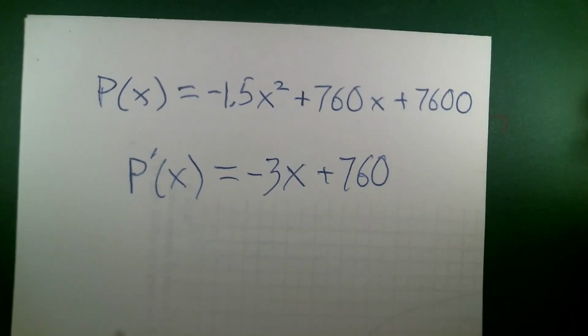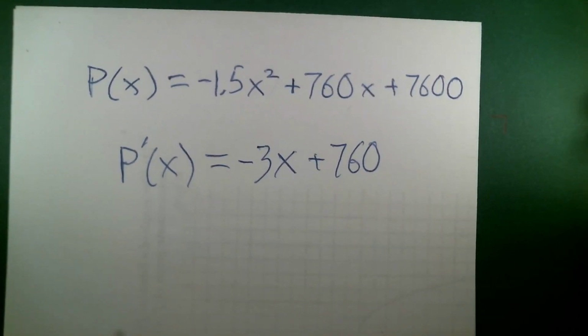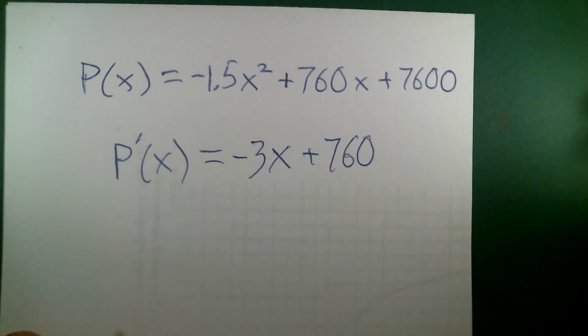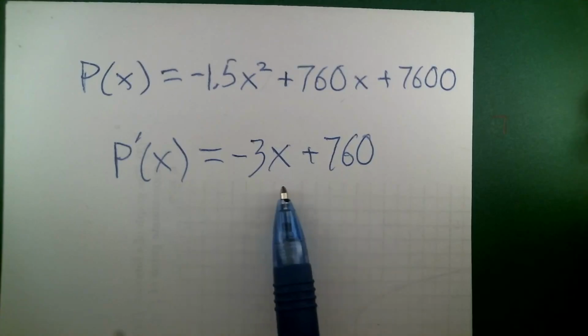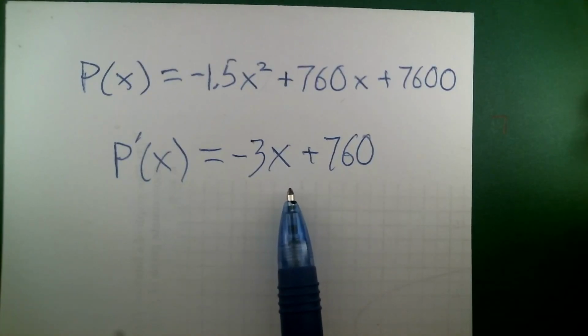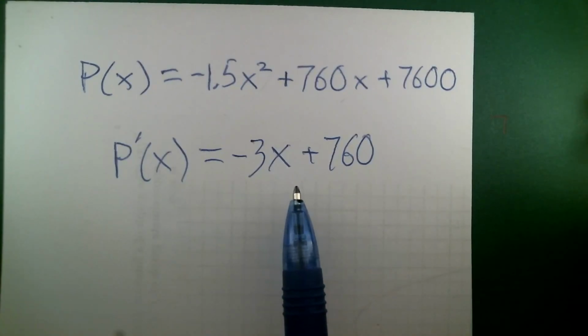Often in problems like this, the next phase will be to say, well, now what value of x is going to give you the maximum profit? And that's just figuring out where this derivative is 0. So it would be at 760 divided by 3.